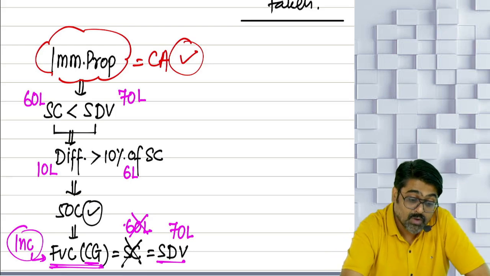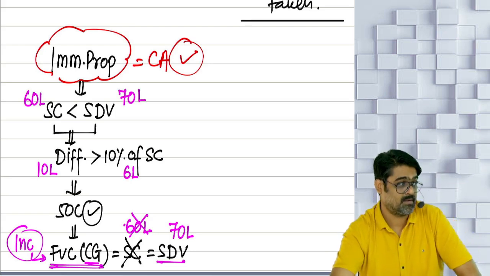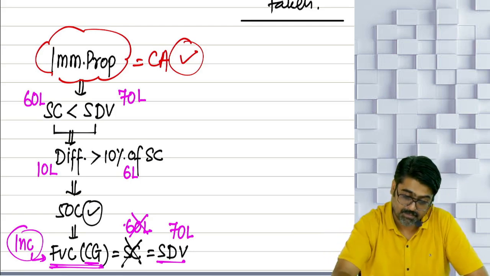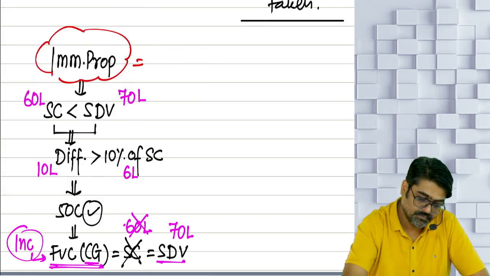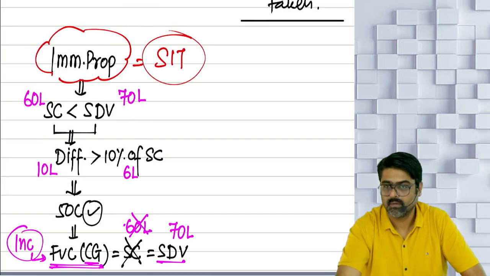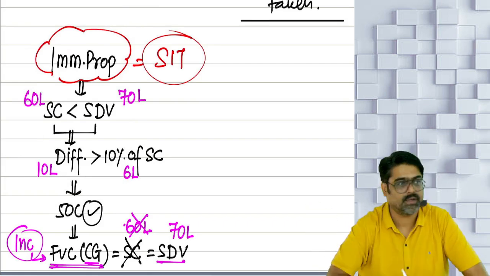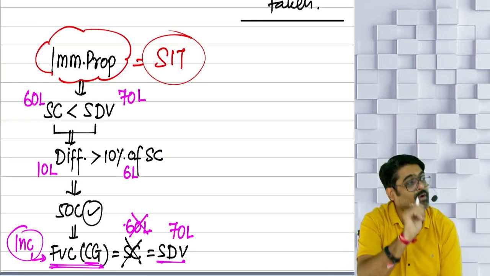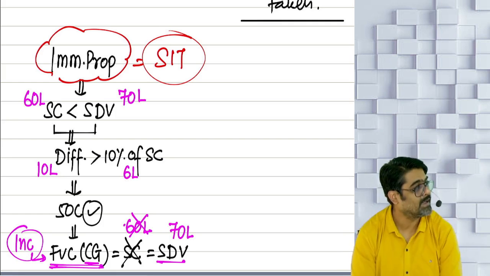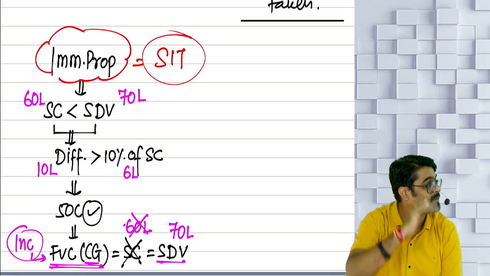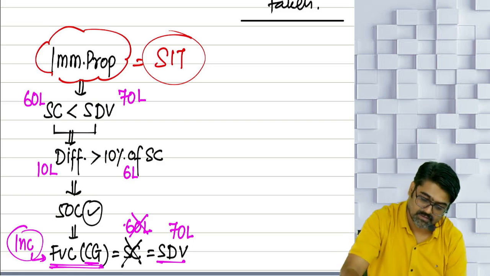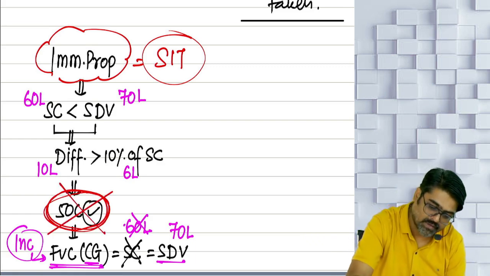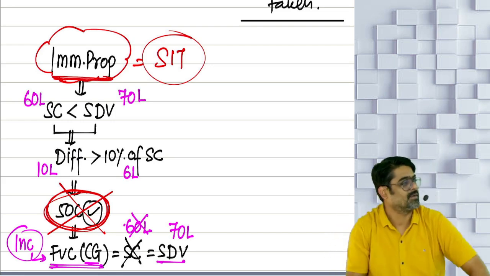What if you are a builder, a property dealer? For you, now the immovable property is not a capital asset. For you, now it is your stock in trade. Can you sell the stock in trade? Your selling price was 60 lakhs. Stamp duty value of your stock in trade, the immovable property, was 70 lakhs. Difference is more than 10% of the sale consideration. Will you apply 50C? Because 50C applies only if the immovable property is transferred as a capital asset.